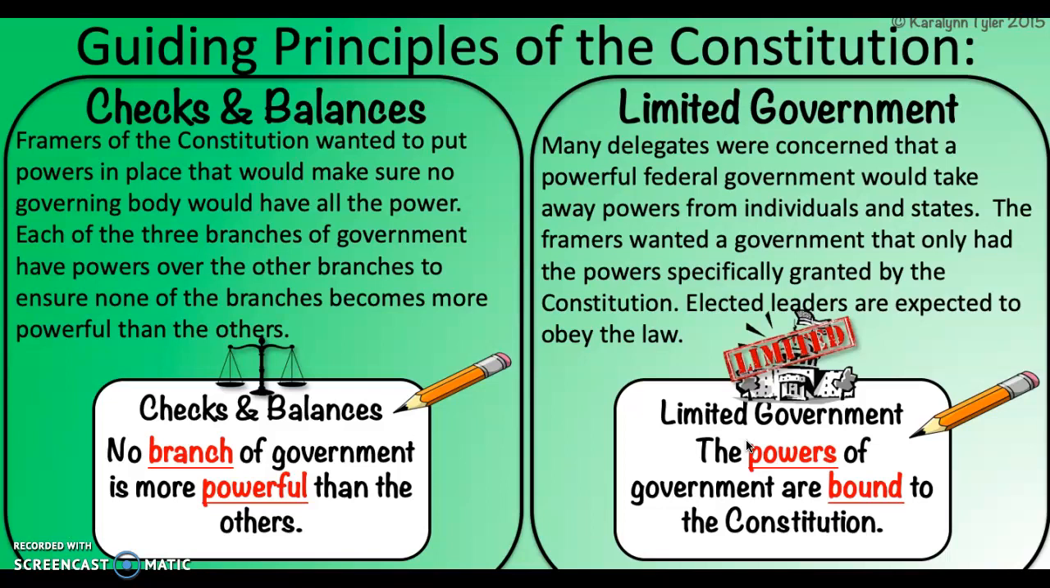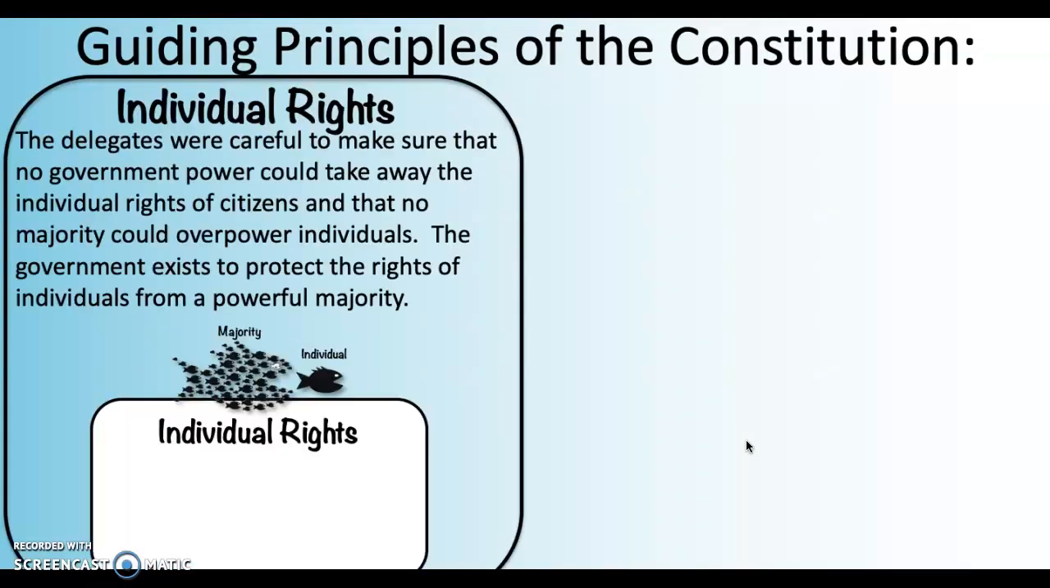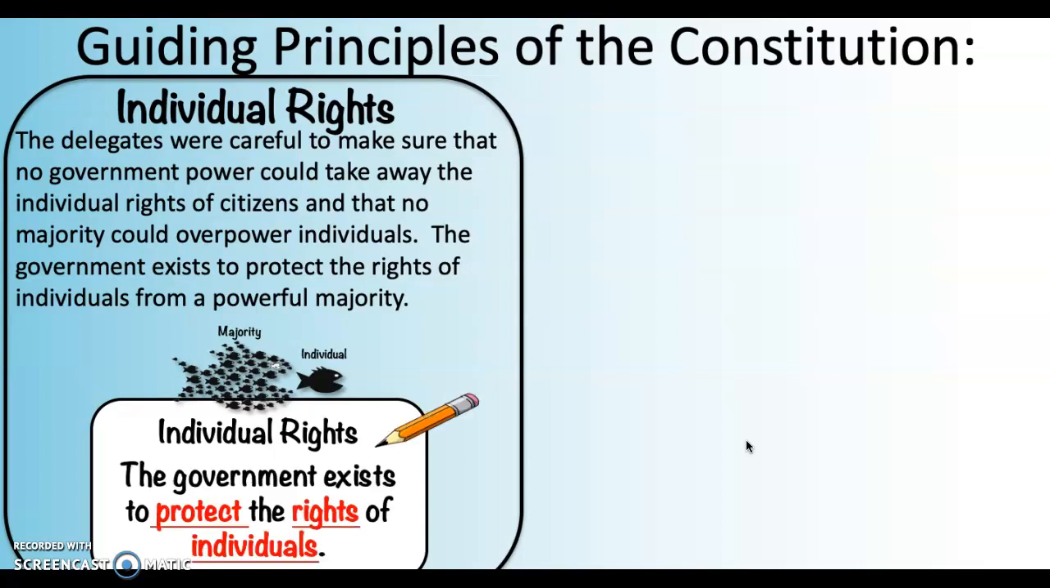For example, kings and queens, they're the ones that would make up the rules, and they could break the rules and nothing would happen. So in our new country, the idea was that the elected leaders would have to also follow the law. And finally, the last guiding principle is individual rights. The delegates were careful to make sure that no government power could take away individual rights of citizens, and no majority could overpower the individuals. So the basic idea being that government exists to protect the rights of individuals from a powerful majority.